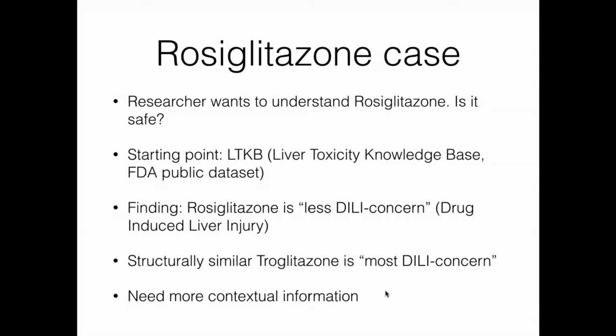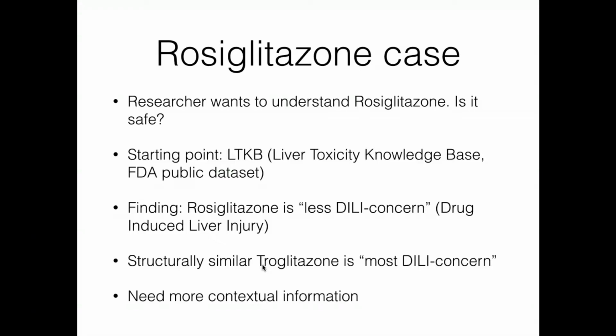So again, the Rosiglitazone case. Now, imagine we have a researcher who wants to understand Rosiglitazone. Is Rosiglitazone safe? There is a concern, and we want to find more information. The starting point is the LTKB dataset, the Liver Toxicity Knowledge Base, which is a public data set from the FDA. And there's a finding in LTKB that Rosiglitazone is less-DILI-concern. So it's not totally safe. It is a low degree of concern, but it's a non-zero degree of concern.